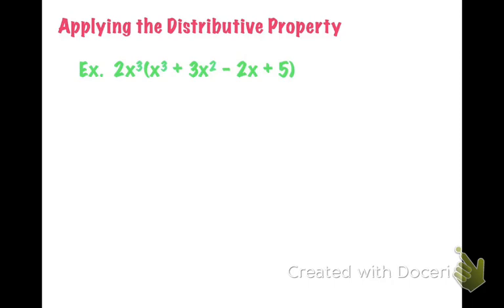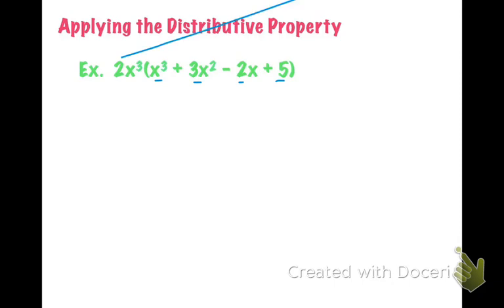So when we distribute, we have 1, 2, 3, 4 things that we're going to have to multiply, all by this first term of 2x to the third. But what we're going to have to be really careful about now is that we use our correct properties of exponents. If I'm going to multiply an x to the third times an x to the third, when we multiply powers, we add the exponents. And so that's what we're going to do.